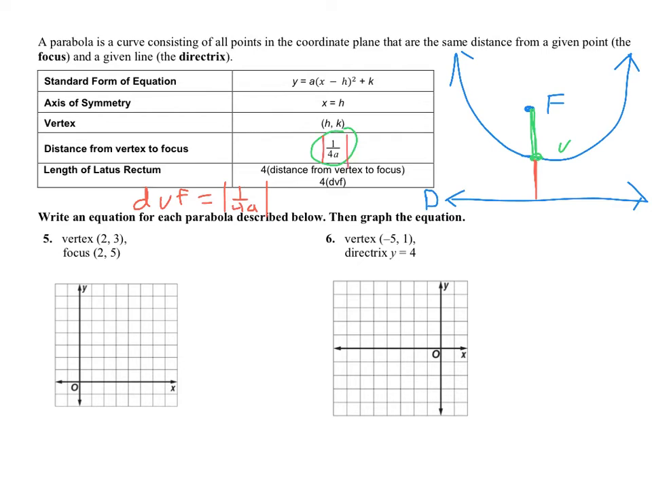Okay, so for number 5, they give you 2 coordinates and they want you to find the equation of the parabola and to graph the equation. So first thing I would do is graph what they give us. So the vertex is at 2, 3.